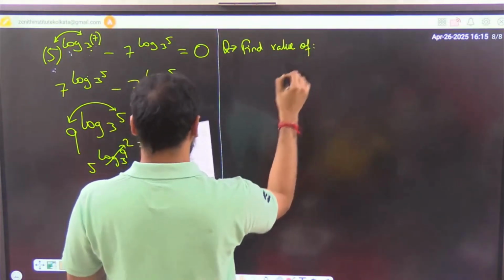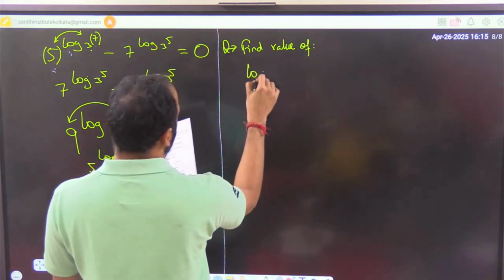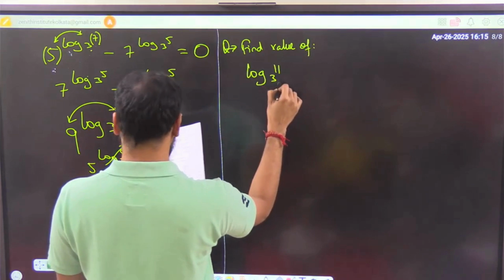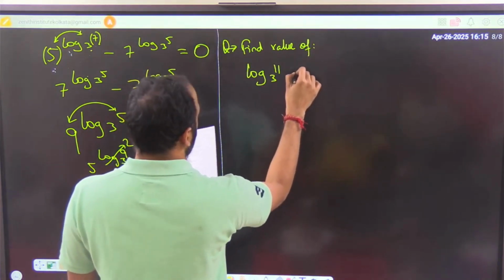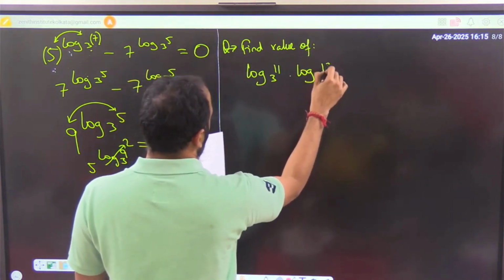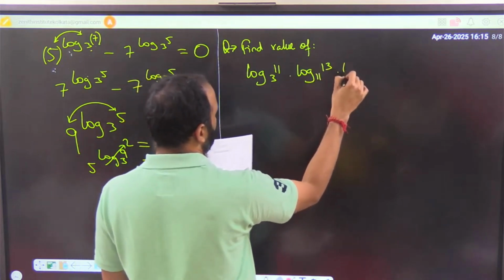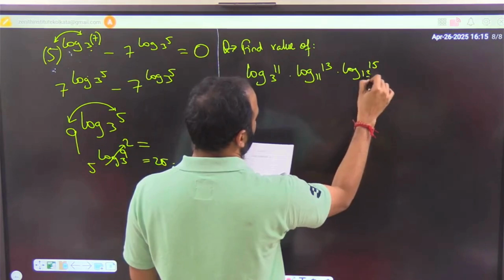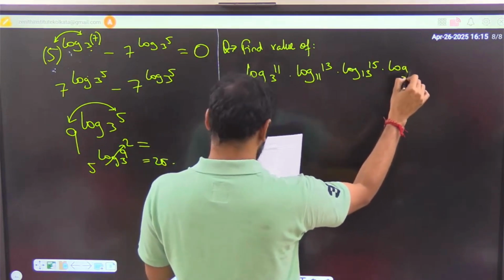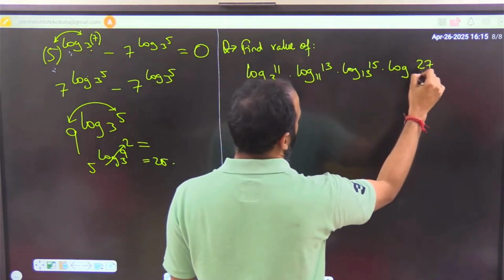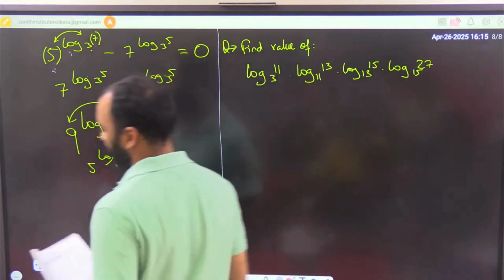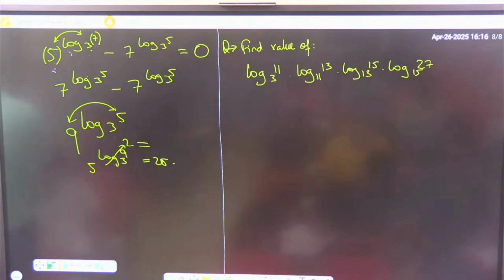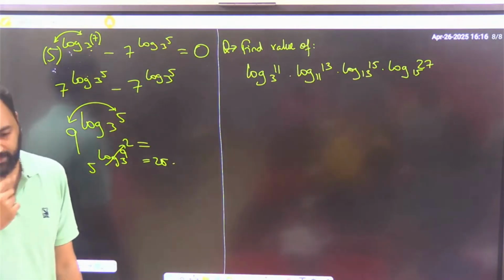Find the value of log 11 to the base 3 into log 13 to the base 11 into log 15 to the base 13 into log 27 to the base 15. Find the value of this.